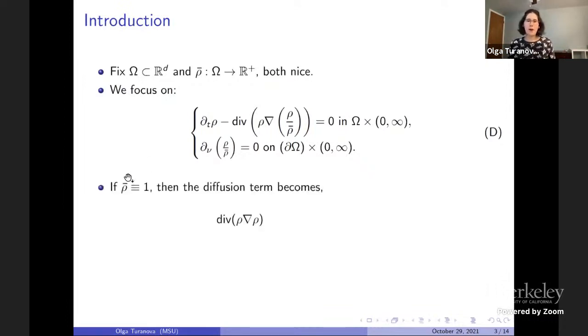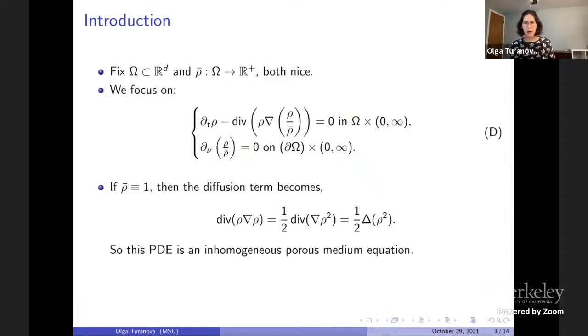So notice that if this coefficient rho bar is just 1, then this diffusion term becomes just rho grad rho, which is a half divergence of grad rho squared, which is of course a half of the Laplacian of rho squared. So the reason I put this up is to show that this PDE is an inhomogeneous porous medium type equation. In other words, if you want to look at the porous medium type equations and you want to put some inhomogeneity somewhere, this is one spot to put it in.